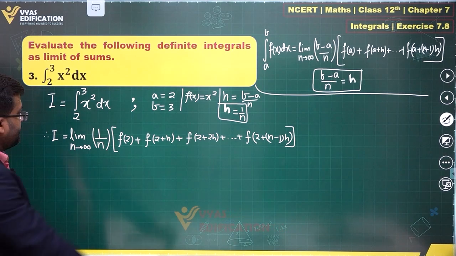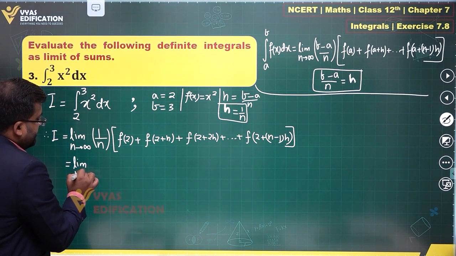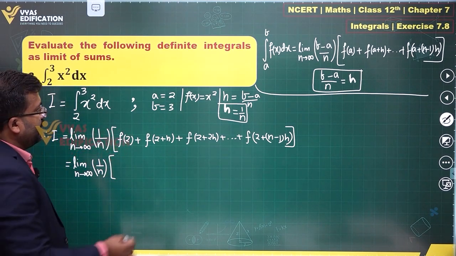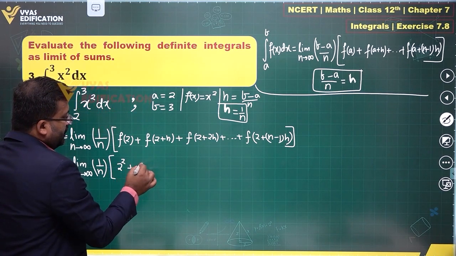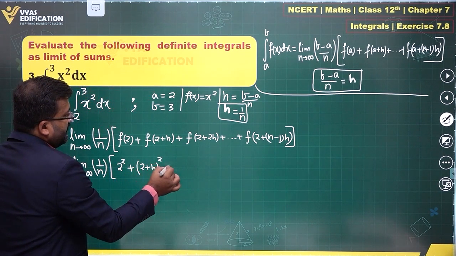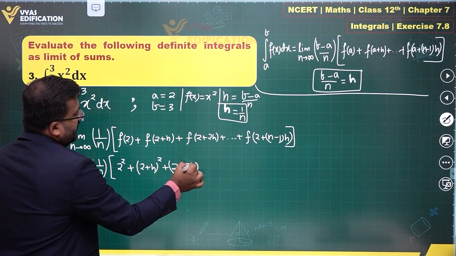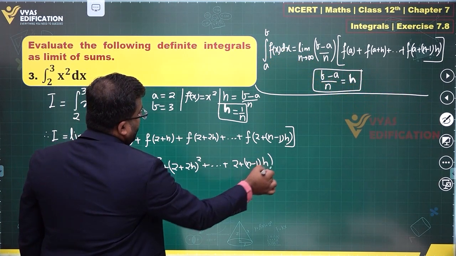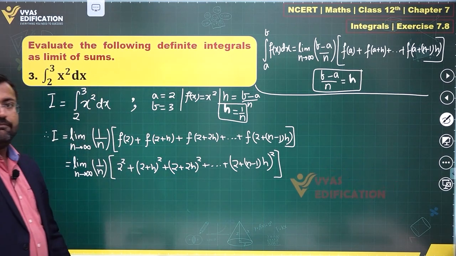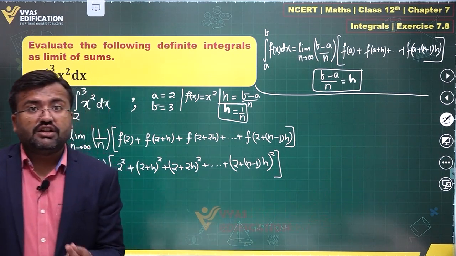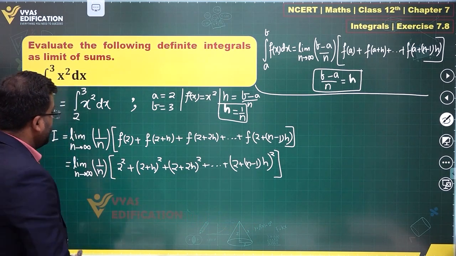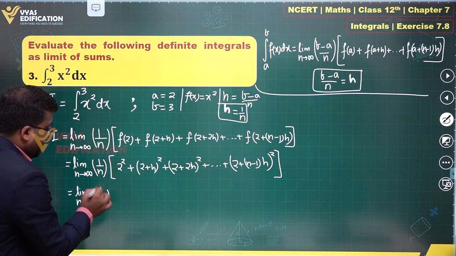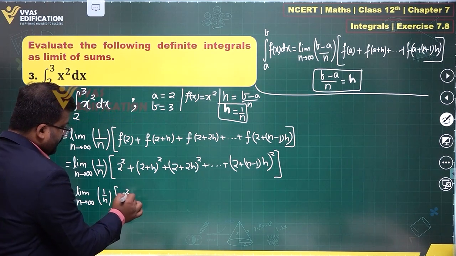Is that okay? Yes. So this now becomes limit n tends to infinity, 1 by n is also okay, and in the bracket, what do we have? f of 2 becomes 2 square, then 2 plus h whole square, 2 plus 2h whole square, plus dot dot dot, 2 plus (n minus 1)h whole square in this bracket. Now adding these terms using concepts of sequence and series is the key, right? So let's try to add these terms. Limit n tends to infinity, 1 by n is okay, and this becomes 2 square.